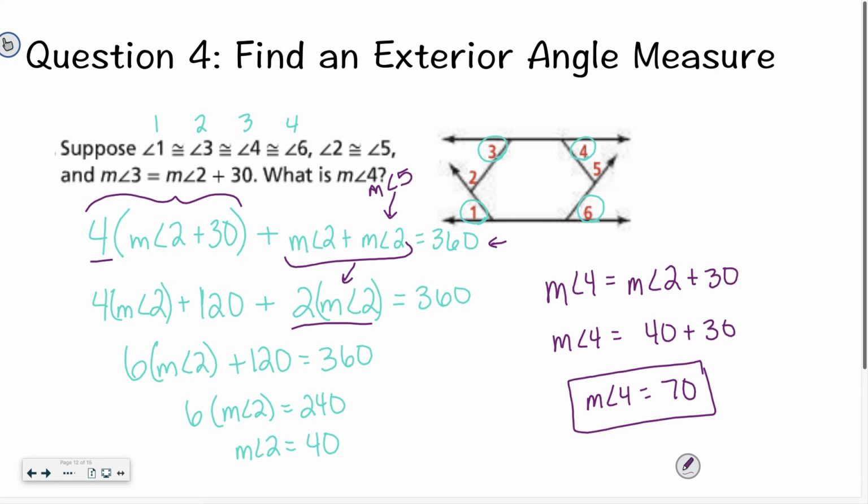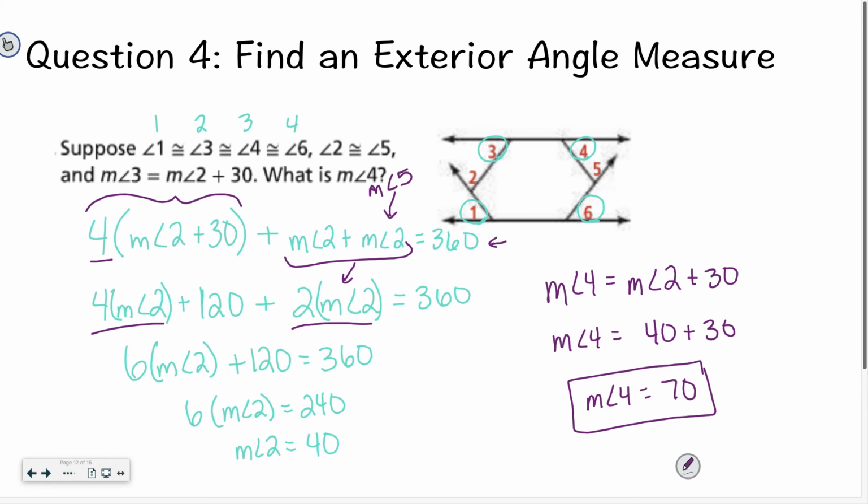So then I have like terms. This is almost like saying 4x plus 2x, but instead of having x, I've written measure of angle 2. So I have 6 times the measure of angle 2 plus 120 equals 360. Subtract 120 from both sides, and you have 6 times the measure of angle 2 equals 240. Divide both sides by 6, you have measure of angle 2 equals 40.